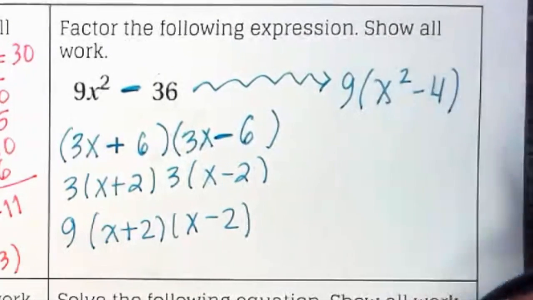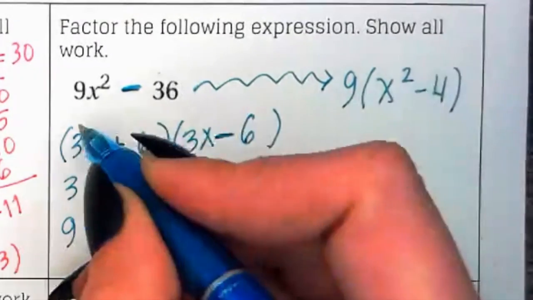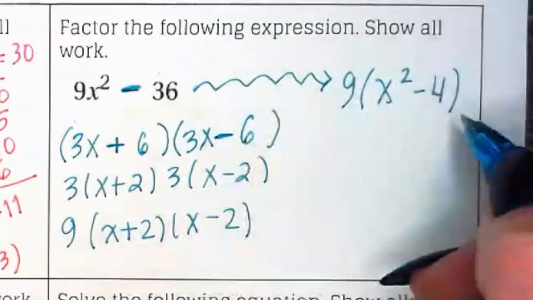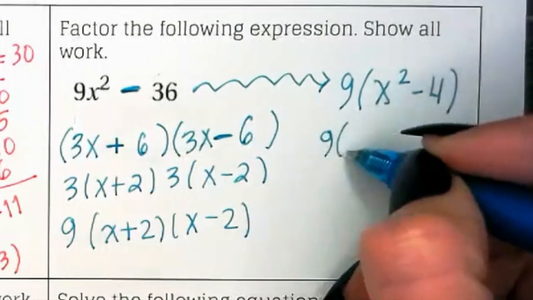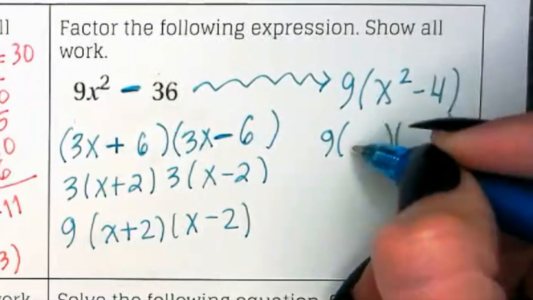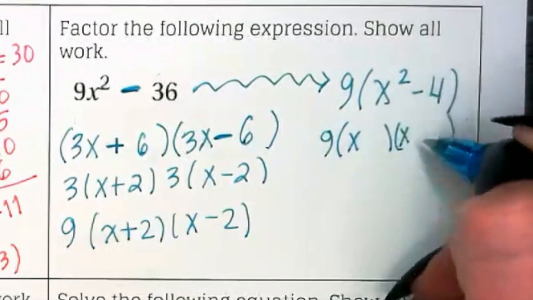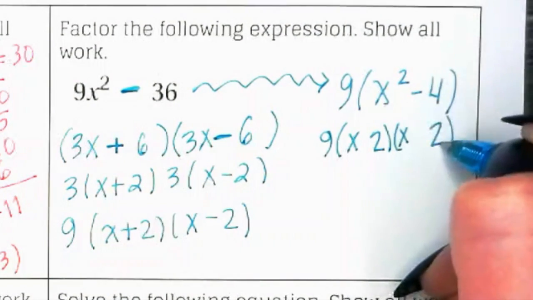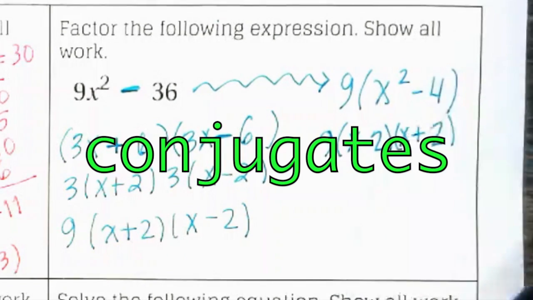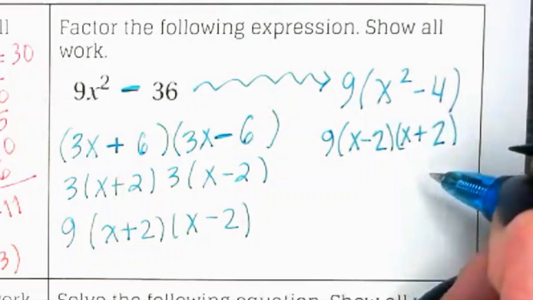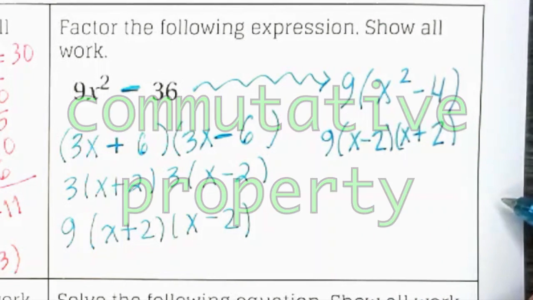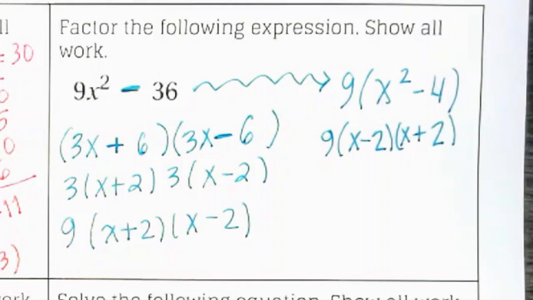9 and x squared minus 4 is left inside. If I divide each of these pieces by 9, because I'm multiplying out front by 9, gotta keep the balance. Now, x squared minus 4 is also a difference of two squares. The square root of x squared is x, the square root of 4 is 2, and I'm going to use conjugates. Order doesn't really matter with multiplication because of the commutative property, so we're good in either case.